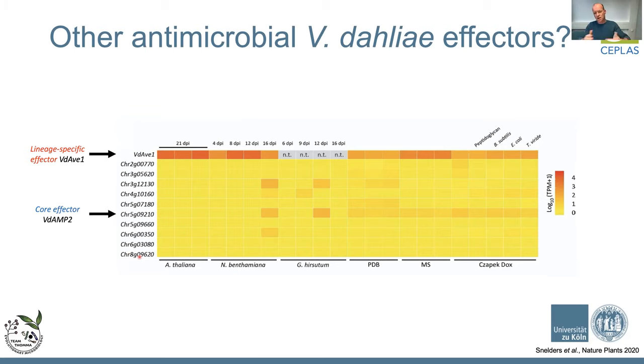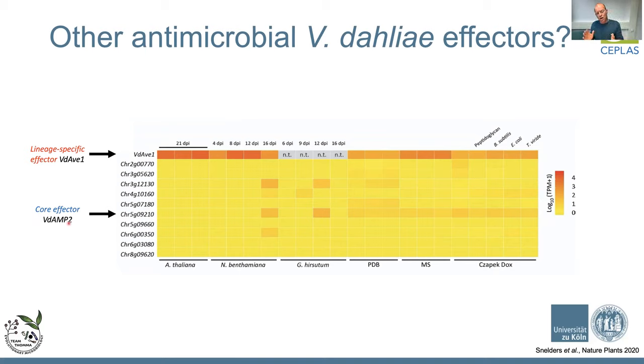And so then we said, okay, let's have a look at expression. So here we see all kinds of conditions. This is all in planta on top, but then all kinds of other treatments. So in planta means in Arabidopsis, in tobacco, in cotton, but also in vitro, in PDB and in MS and in xylem sap. And we also used some treatments with bacteria or bacterial components. When you eyeball this, you will not immediately say there is very clear expression or very clear conditions that you should test. So I'm going to spend one slide on this candidate that we call AMP2.